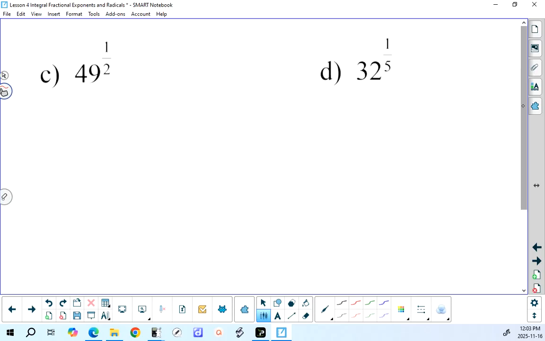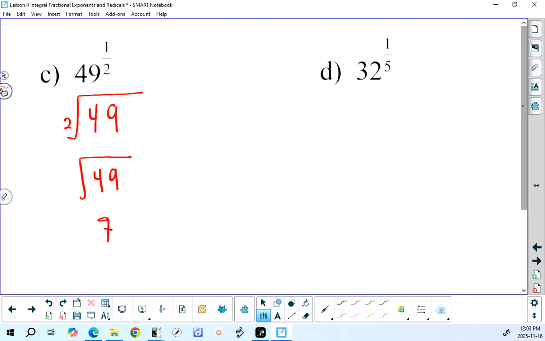49 to the 1/2 is root 49. We certainly don't need to write that index of 2. I could have just written root 49 because a square root doesn't require the index to be written, but we should know the square root of 49 is 7 because 7 times 7 is equal to 49.